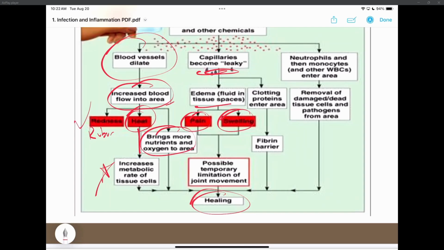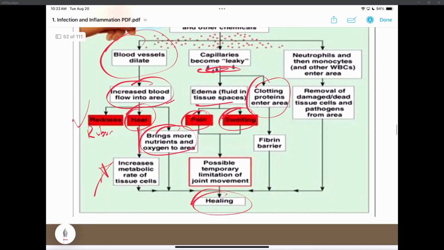Now, the capillaries becoming leaky also causes clotting proteins to enter the area. Remember, we went through all the clotting cascades. Remember the fibrin, the prothrombin that gets dumped in there, all that stuff. Plasminogen to help with the breakdown of the clot. All that fibrin barrier, again, seals off the area, prevents blood from oozing out. And because now we've sealed off the area, healing can begin.